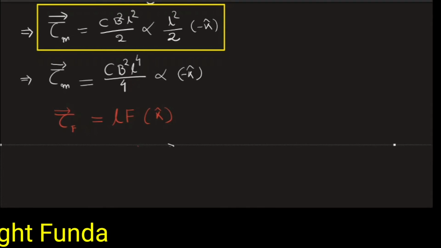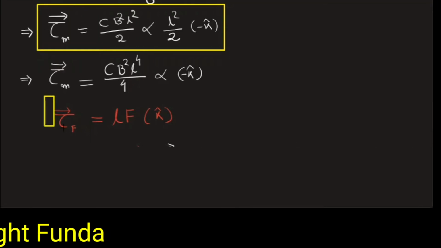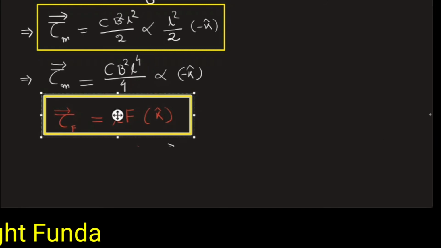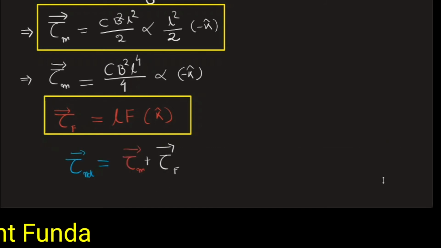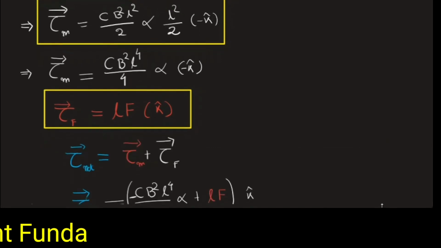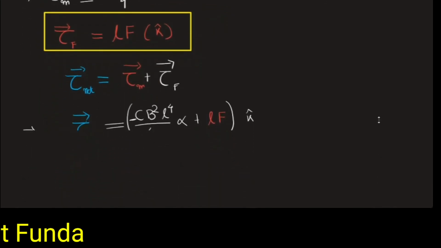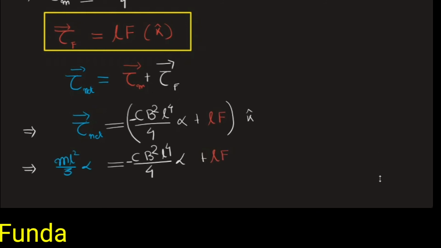One is the torque produced by the magnetic force, and another is the torque produced by the applied force F. The net torque acting on the rod is tau net equal to tau magnetic plus tau F. We put those values, and this much net torque is acting in the k-cap direction. Net torque will be equal to I into alpha, because the rod is rotating about that axis, so I has to be taken about the rotation axis. So ml square by 3 into alpha is equal to this much.